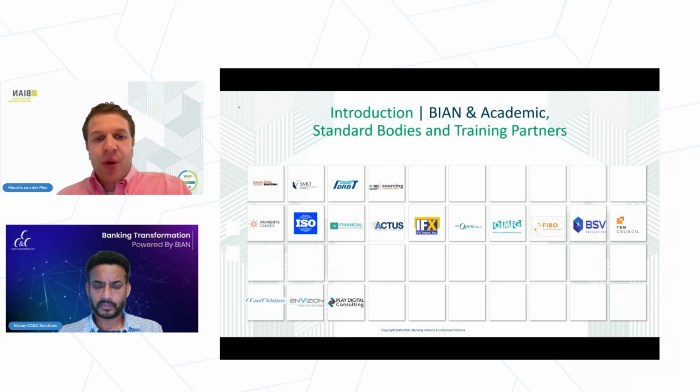Besides these standards bodies, there are also education and training partners. We have CC&C Solutions, which Nishan represents for us today, and Vision and Play Digital Consulting, which are also training partners that are part of the training working group within BIAN. BIAN consists of working groups, and all these working groups create the content. So it's a member organization for the members, but also by the members. Most of the content in BIAN is actually created by the members itself. The training and certification is created out of the training and learning working group.